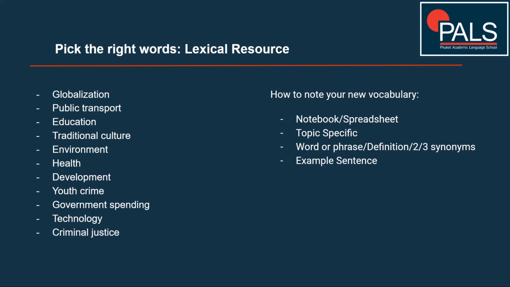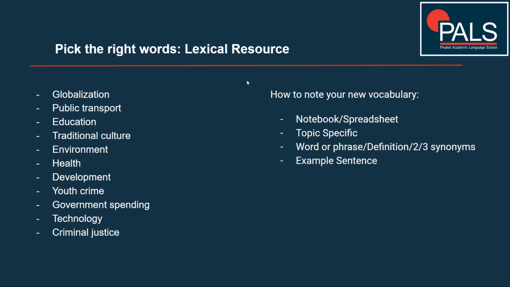In this lesson today, what I'm going to teach you is how to pick the right words for IELTS Writing Task 2. This all ties into the lexical resource part of the band descriptors. And as you all know by now, lexical resource is worth 25% of your total score. If you are not sure what lexical resource means, it basically means your vocab, range, and accuracy.